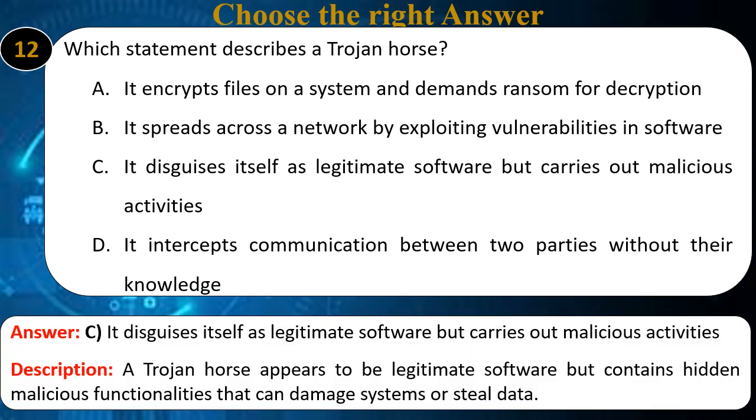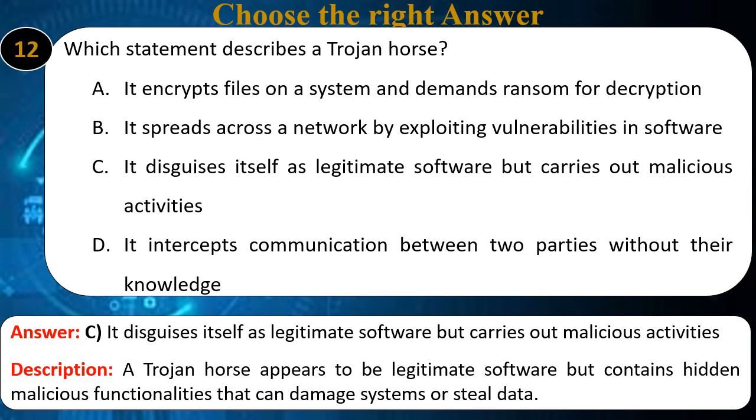The correct answer is C. It disguises itself as legitimate software but carries out malicious activities. Here's why. A Trojan horse is a type of malware that appears harmless to trick users into downloading and installing it. Once installed, it can perform various malicious activities, such as stealing data, installing other malware, or disrupting system operations.